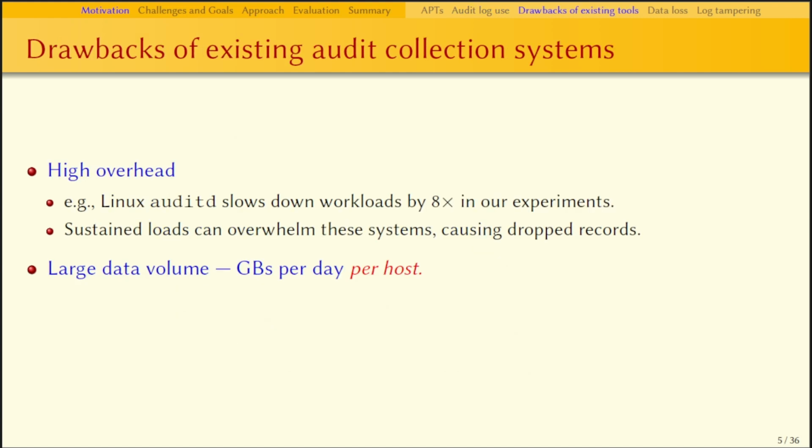What are the drawbacks of existing audit data collection systems? Well, the first is that they produce high overhead. For example, let's consider the widely used Linux Audit D logger system. Our experiments show that it slows down workloads eightfold, and that high overhead indicates that these logging systems are unable to keep up with excessive system call rates, and thus they drop records. The second drawback is that these loggers produce large data volume on hosts.